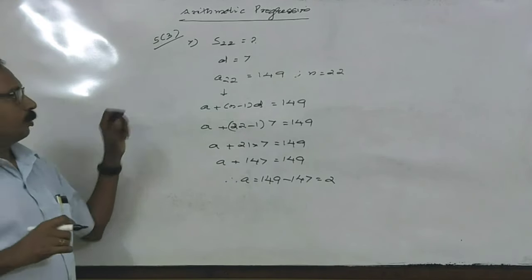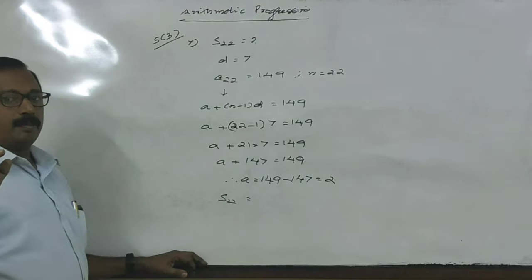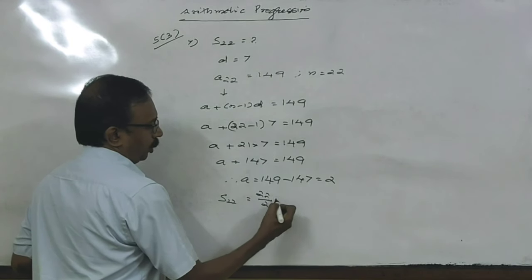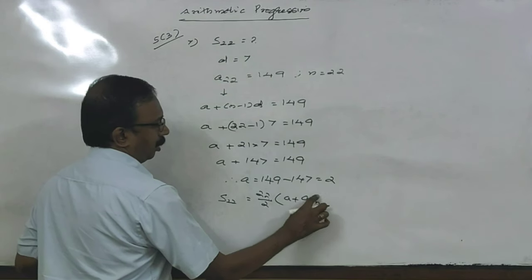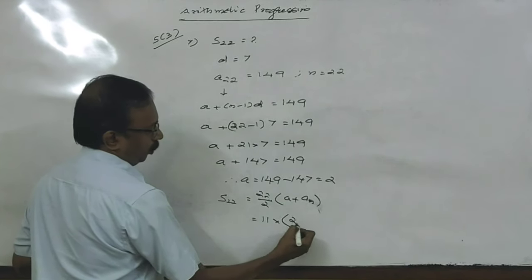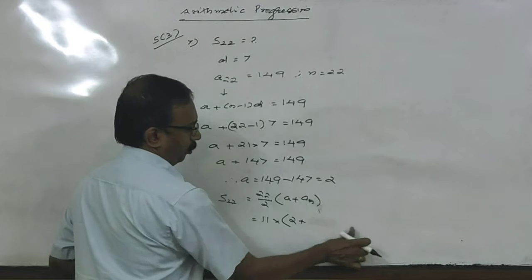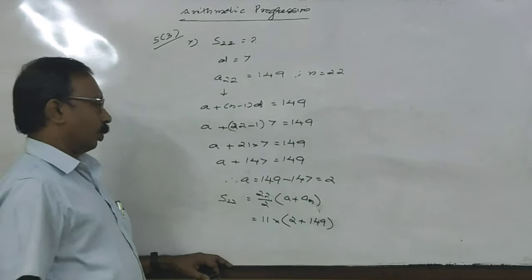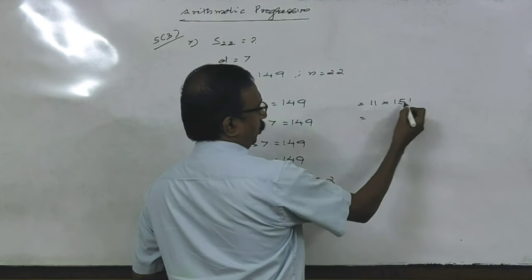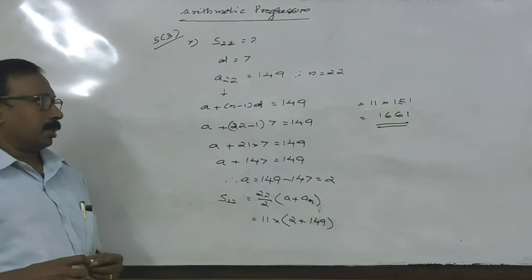Now we have to find S22. Here a22 is the last term; the 22 terms in the sum end with a22, the last term. Sn is equal to S22 is equal to 22 by 2 into a plus an, isn't it? Here 11 into a plus an, that is 2 plus 149, which is 151. 11 into 151 is 1661. 1661 is the answer.